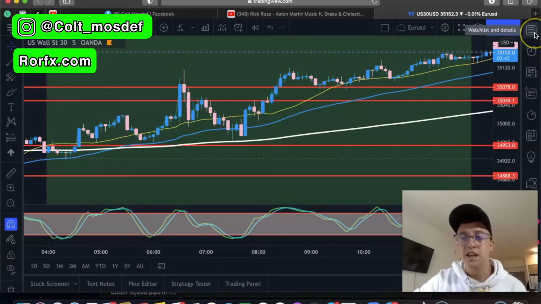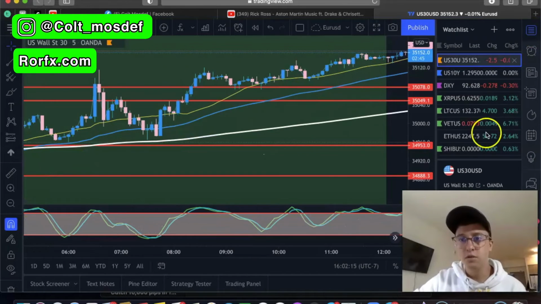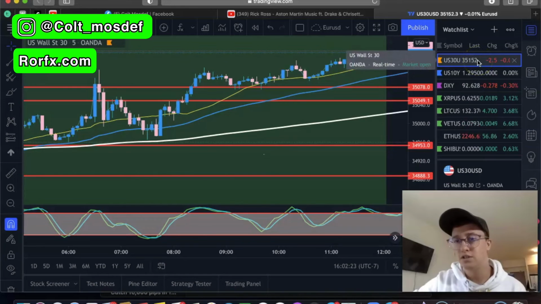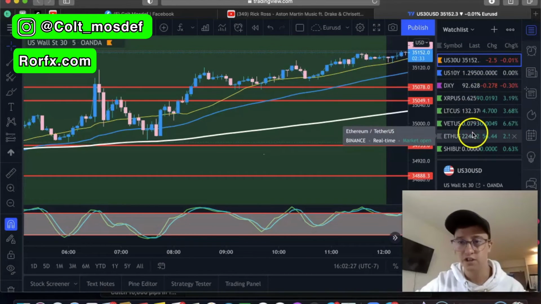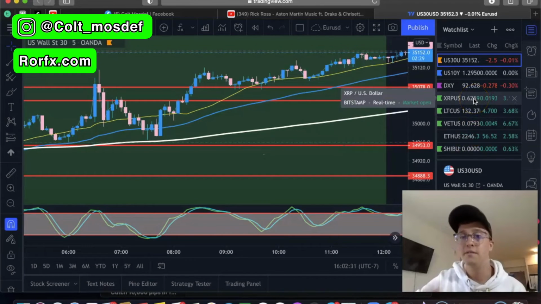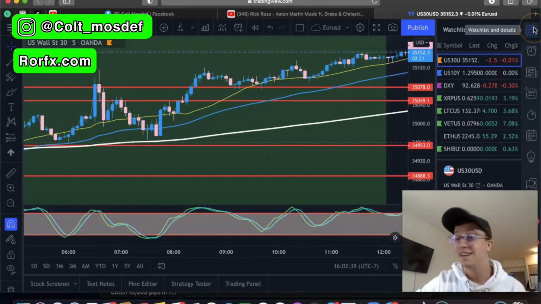Another thing that you guys can put up is your watch list. You guys have all your currency pairs that you follow, and that's really personal preference. With me, I only trade US30. The reason why I have XRP and Litecoin and VeChain and Ethereum and Shiba is because those are other cryptocurrencies I'm invested in. I'm not trading them, I just have my money in them. Oh, I should have told you guys that. Now you guys know all the cryptos I'm invested in.